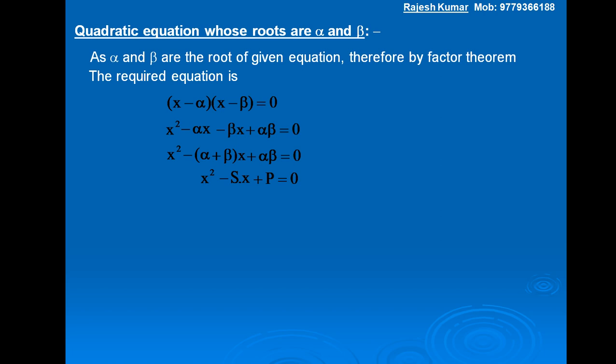X square minus sx plus p is equal to 0, let it be equation number 1, where s is equal to alpha plus beta, which is the sum of roots, and p is equal to alpha into beta, which is the product of the roots. So by this method we can find the quadratic equation whose roots are given.